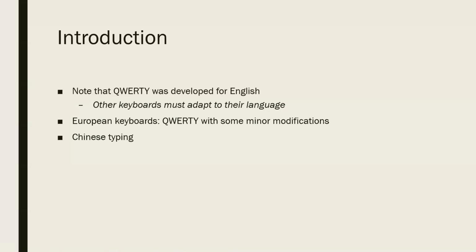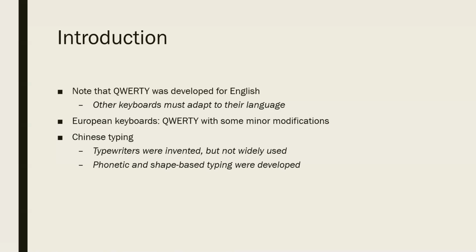We'll also talk about how typing works in languages which don't use alphabets. In particular, we'll look at how Chinese typing works. We'll also look at the interesting case of the Chinese typewriter, which was actually invented, but was not widely used. It was just not feasible. We'll look at how typing in Chinese instead tends to work phonetically and by shape-based typing systems. So these are the kinds of alternatives.